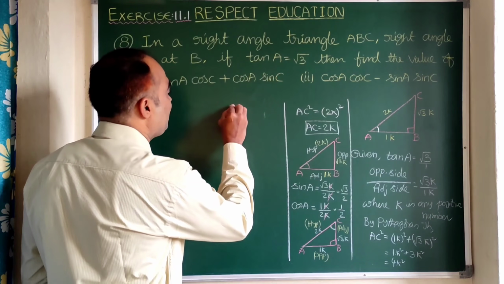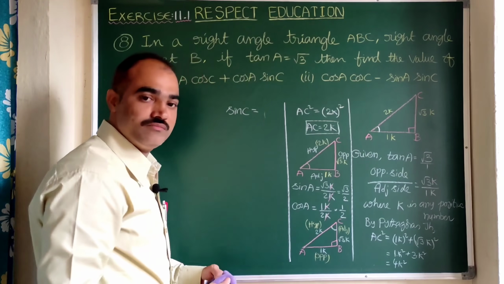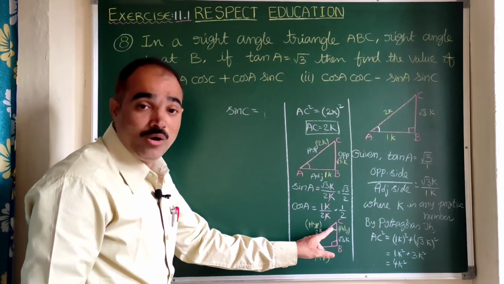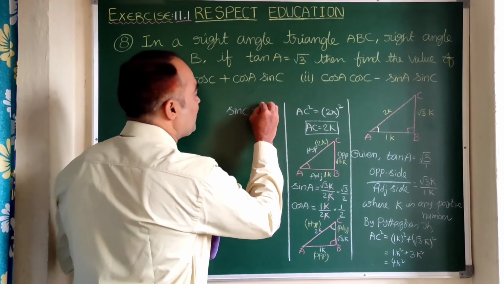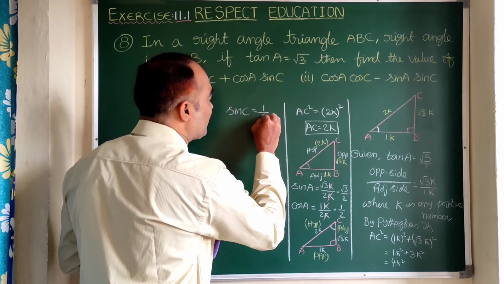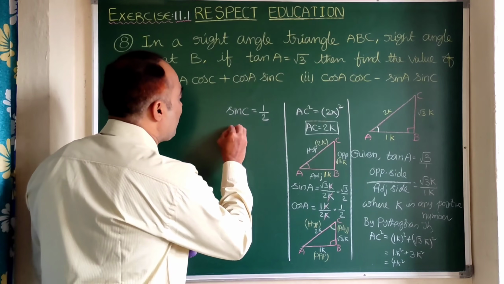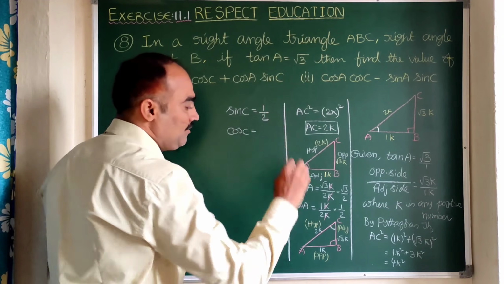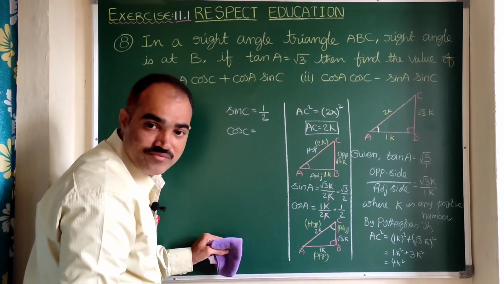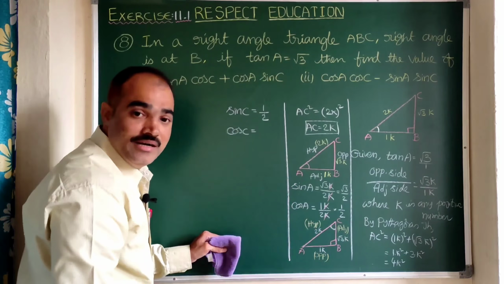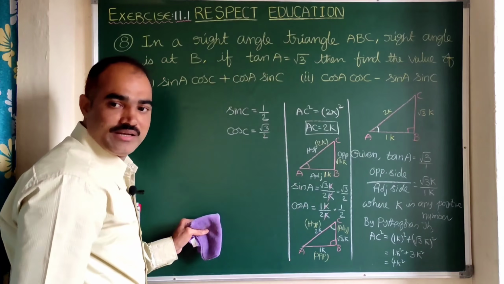So let us write here the sin C value. Sin C formula: opposite side to C by hypotenuse. Opposite side to C means 1k. 1k by 2k. On cancellation of k's, I am writing 1 by 2. Is it clear? Same way, cos C. Cos C formula: adjacent side to C by hypotenuse. How much is that? Root 3k by 2k. The k gets cancelled. How much will you get? Root 3 by 2. Clear?